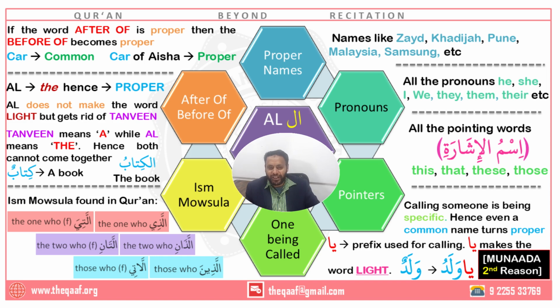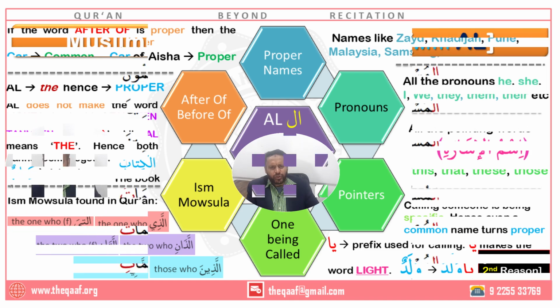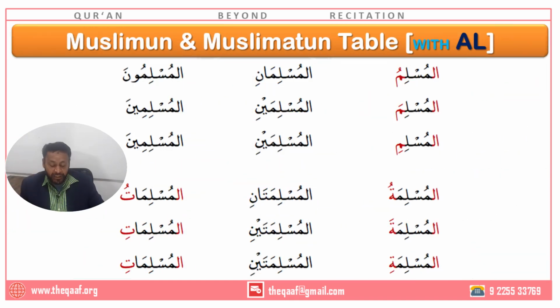So these are the 7 different ways a word becomes proper. So if you are deciding the type of the word, just go through this checklist, 7 checklist. If any of them applies, the word is proper. Otherwise, it is common. Okay? Now, here is something to make a note. You remember while studying the weight, we said that we don't do the weight business with the words that have al on it. And here is the reason for it.